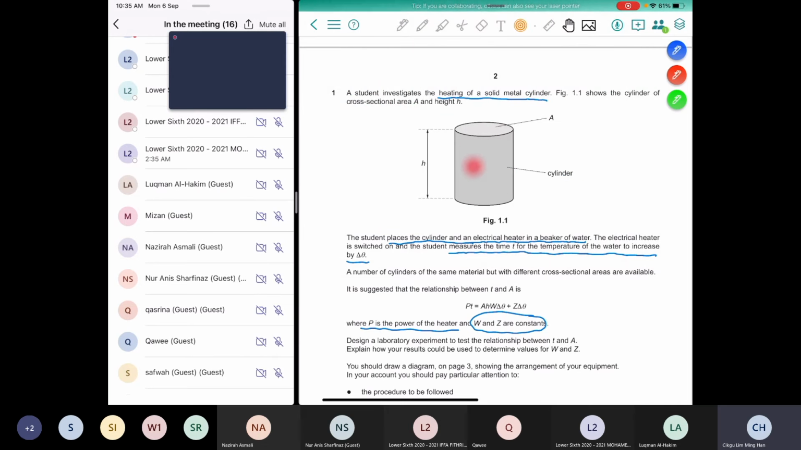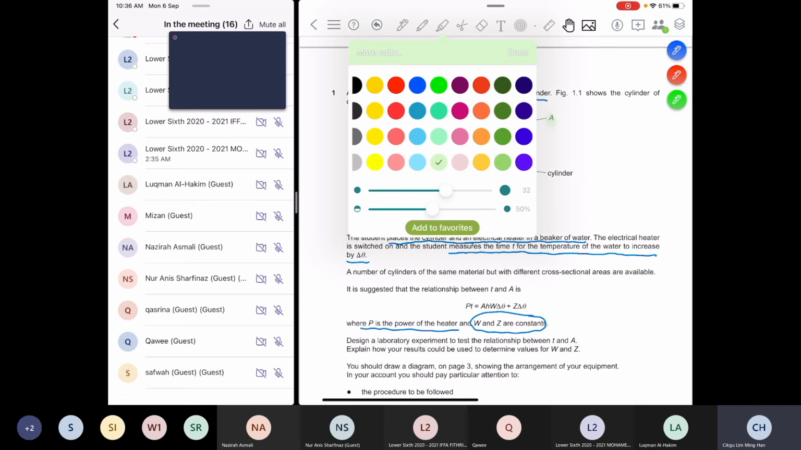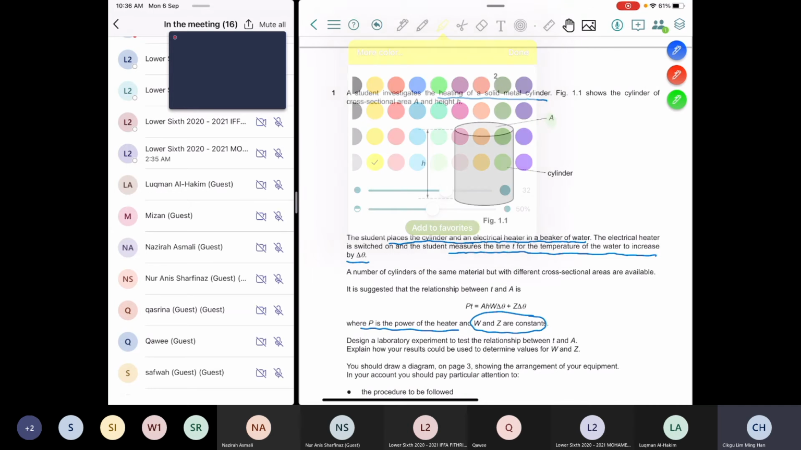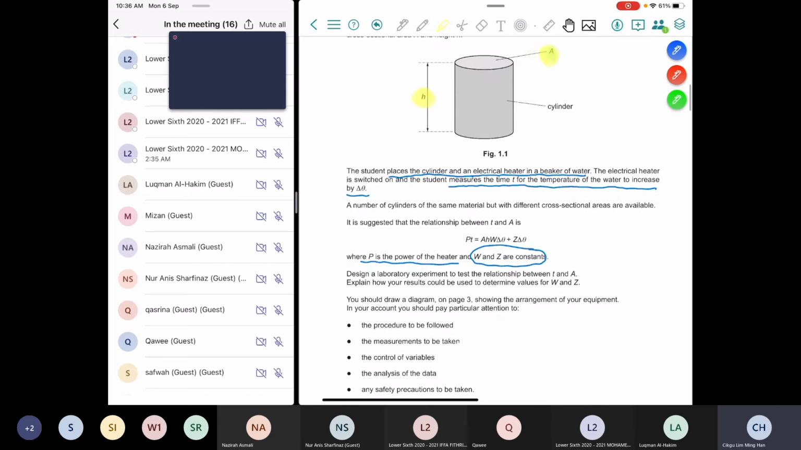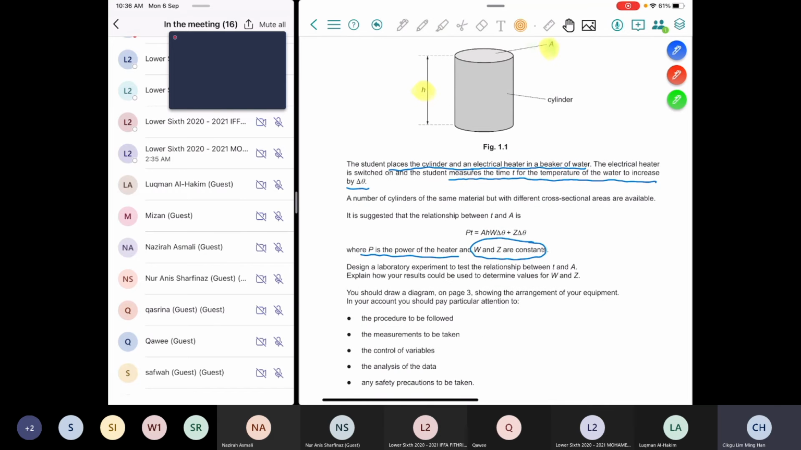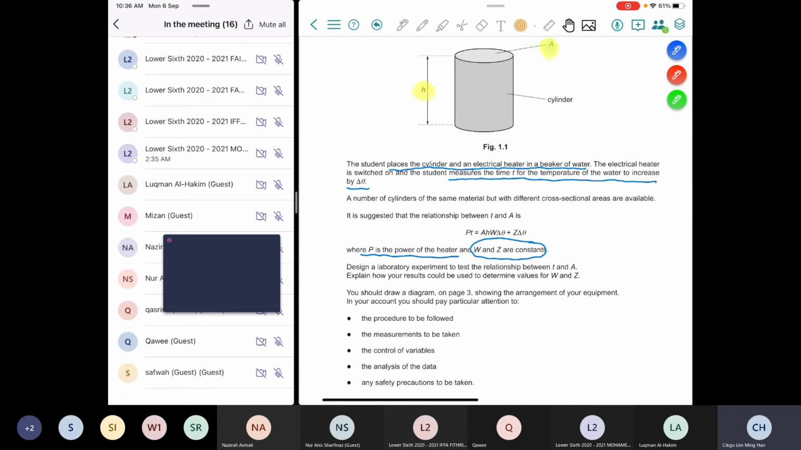So I assume that you already have read through the question. Basically, you have a cylinder, and you are given the area A and the height H. What the student did is place the cylinder and a heater in a beaker of water. Then the heater is switched on, and the student measured the time taken for the temperature to increase by delta theta.